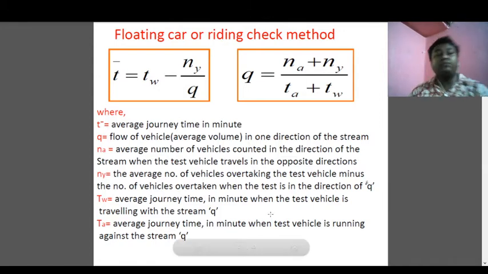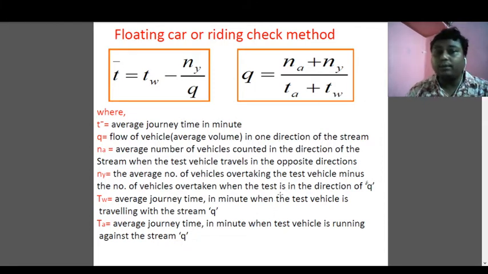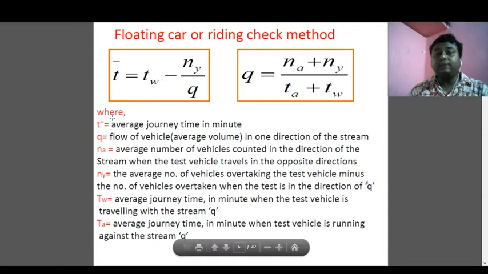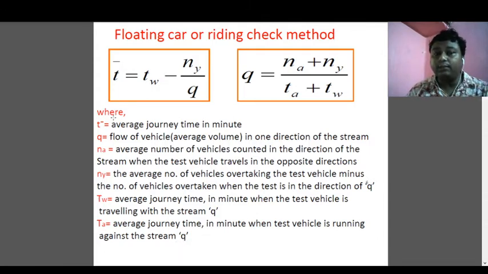So here we have to find Tw and Ta. Don't mix up T bar with Tw and Ta. T bar is the total average journey time, but Tw and Ta are the average journey times of the test vehicle when traveling along the stream and opposite to the stream for the flow of Q.